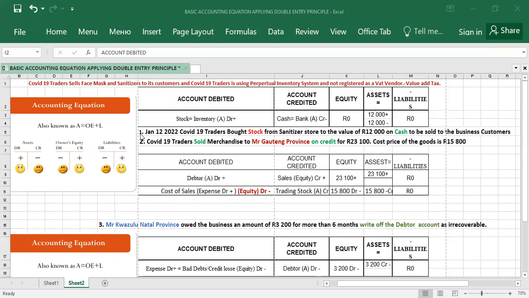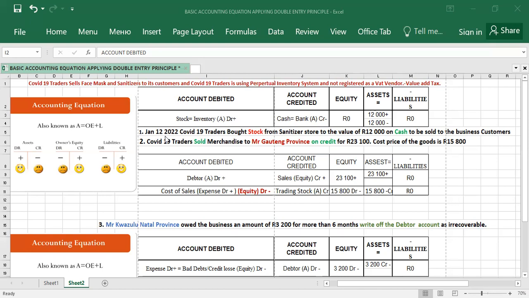Now, the first question says, on January 12, 2022, COVID-19 traders bought stock from sanitizer store to the value of 12,000 Rand on cash to be sold to the business customers.